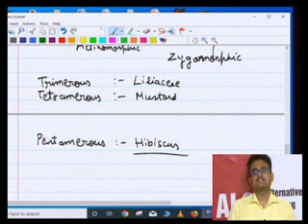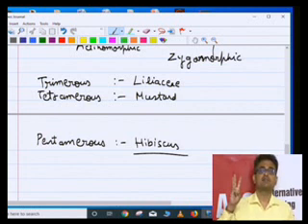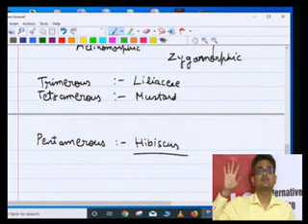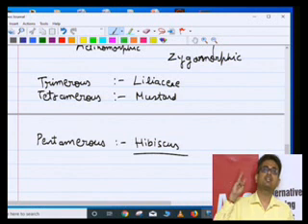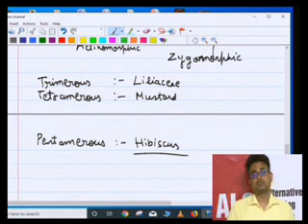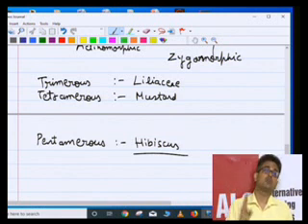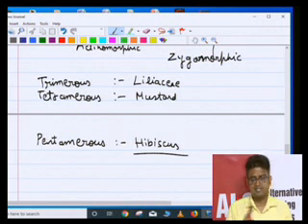Now Liliaceae members have floral parts in multiples of 3. They have 6 petal-like structures called tepals, and they have 6 stamens and 3 carpels. So it is in multiples of 3. So we call this Liliaceae flower trimerous.